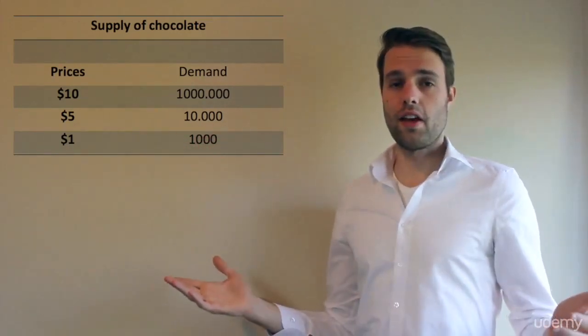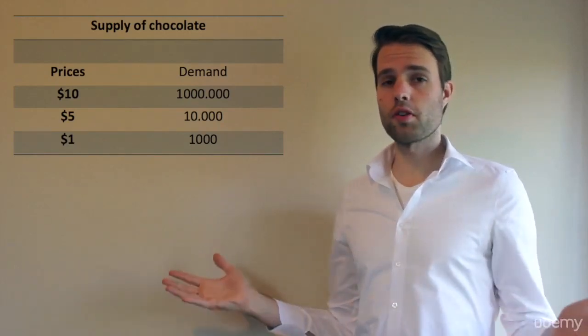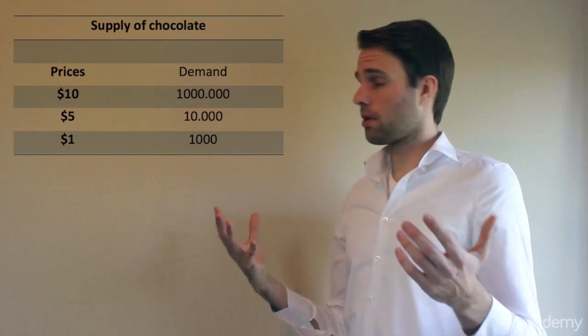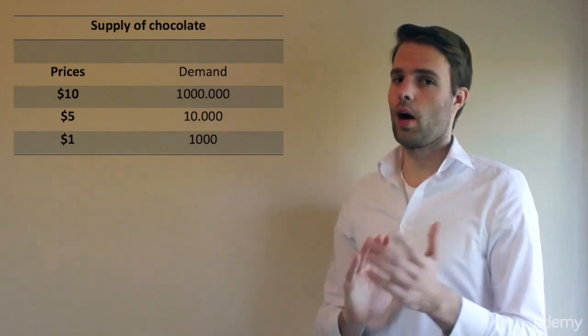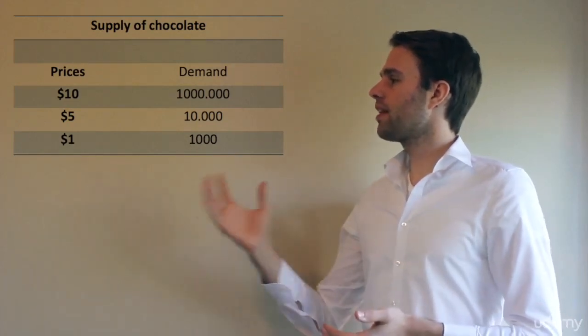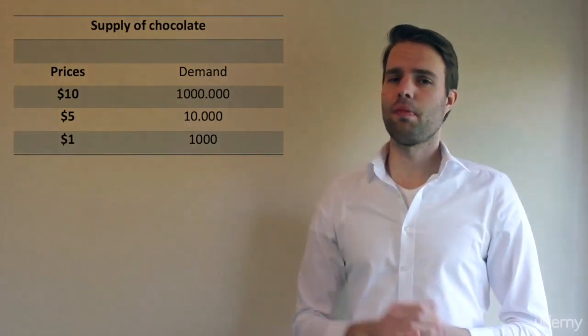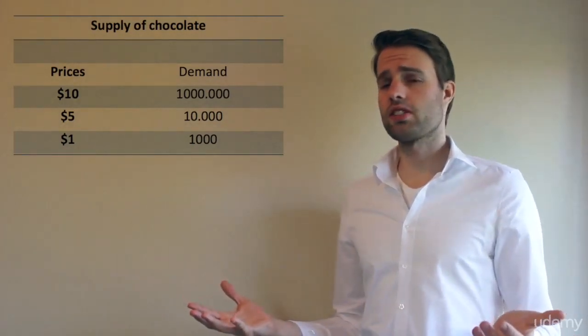Of course, right? Everyone wants to make chocolate. If they can sell them for $10, there's a lot of profit to be made. Suppliers just ramp up production and make as much as possible. However, when the price goes down to $5, we can see that only 10,000 bars are being supplied to the market. There's less profit to be made. Not so many companies are making chocolate bars anymore.